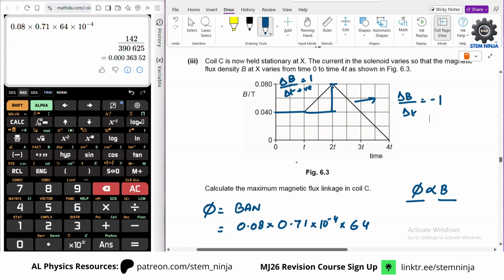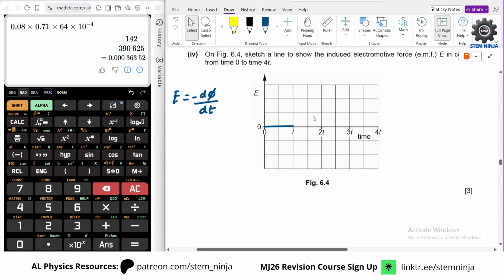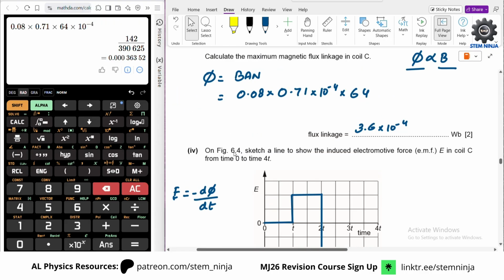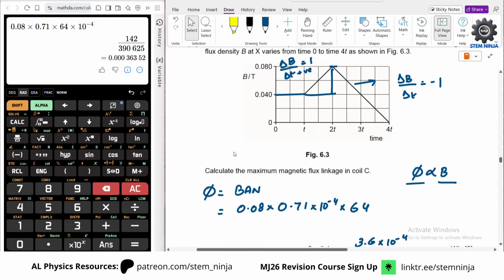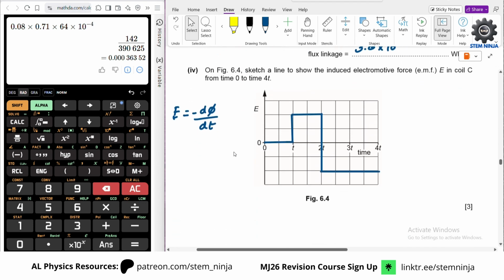So basically from T to 2T will be the same value as this one. So unit wise they will be the same value. Numerically they will be the same value, but opposite sign. Okay, so that's what we need to remember. The rise over run is basically the same from T to 2T and 2T to 4T.